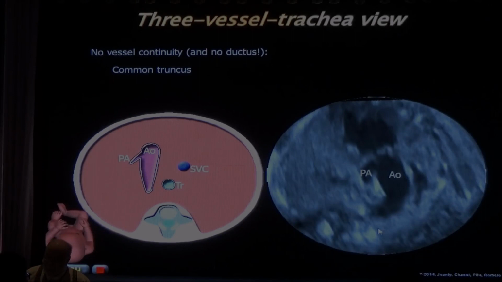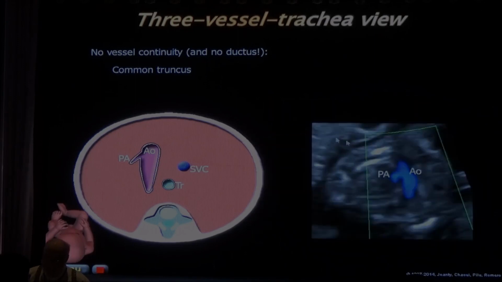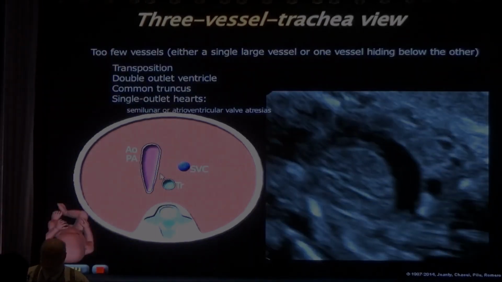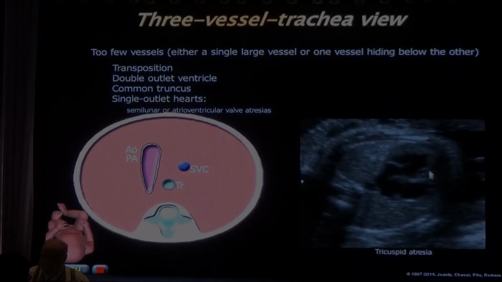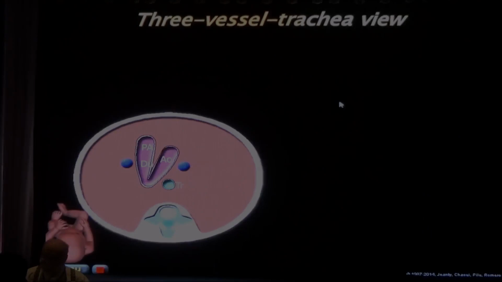Now here we have just one single great vessel coming out with a small pulmonary arising from the side. This is a truncus, and if you do color Doppler, it will look like a hand with a thumb coming to the side of the hand. Here we have only one vessel, and this is the D or the L transposition. Here we have no tricuspid valve, so no right ventricle. So we also will have only one vessel because the pulmonary is not going to be forming.